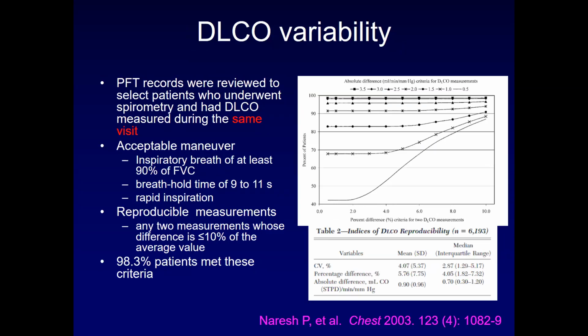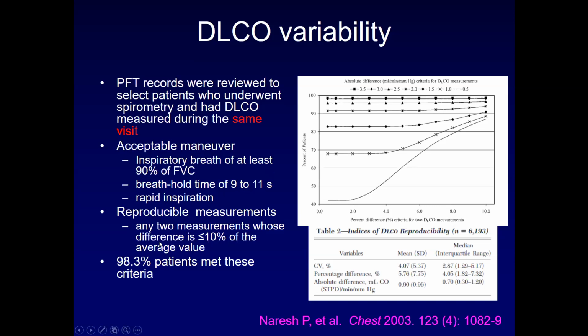PFT records were reviewed from select patients who underwent spirometry and a DL measure during the same visit. They used a quality test, so the inspiratory breath had to be at least 90% of the vital capacity. The breath hold time had to be between 9 and 11 seconds, and there had to be rapid inspiration.